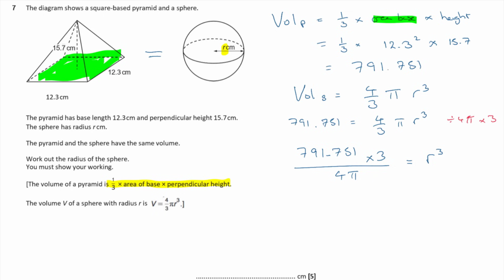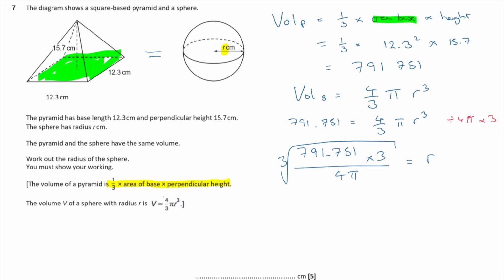Okay, and then to find r, we're going to have to cube root that then, aren't I? If I cube root both sides, then I'll get the cube root of all of that. Okay, r is the cube root of 791.751 times 3 divided by 4 pi, all cube rooted.